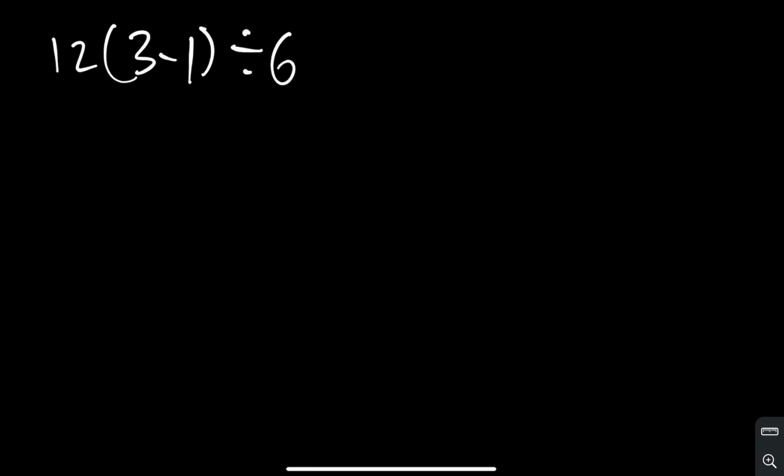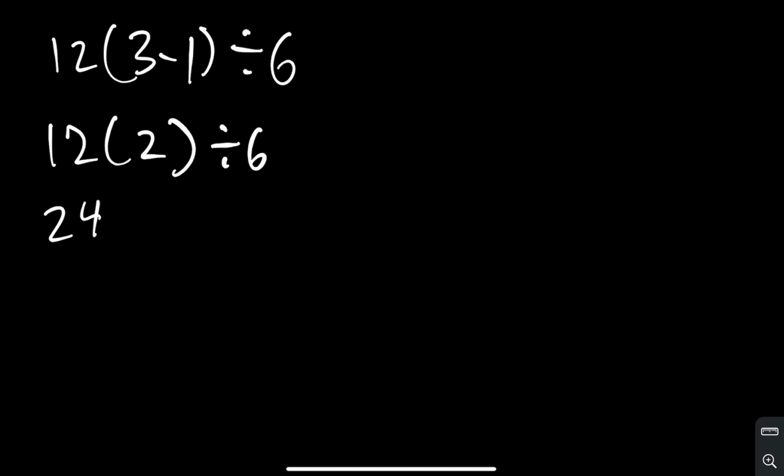So for this problem, we do have a set of parentheses, so we need to evaluate that. So we're going to carry the 12 times 3 minus 1. It's going to give you 2, and then divided by 6. So then we have multiplication and division. So remember, we move left to right if we're doing multiplication and division. So we have 12 times 2, which is going to give you 24, and then divided by 6. So then we divide. 24 divided by 6 is going to give you 4. So that's going to be your answer.